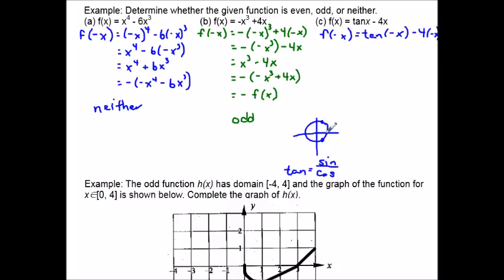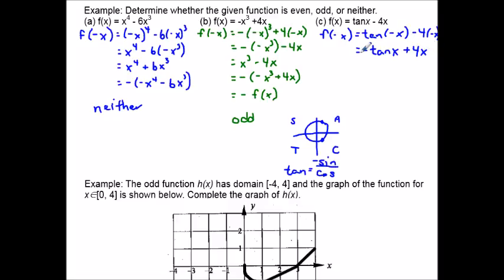If I go down in a negative direction to that x point, I'm going to have a negative sine and I'm going to have a positive cosine, because if we think about CAST, cosine is always positive in quadrant 4. So right here, I'm going to have a negative sine and a positive cosine, meaning that overall tangent is going to be negative. So this is going to be the same as negative tan x. For the second part here, I have negative 4 times negative x, so that's going to be plus 4x.